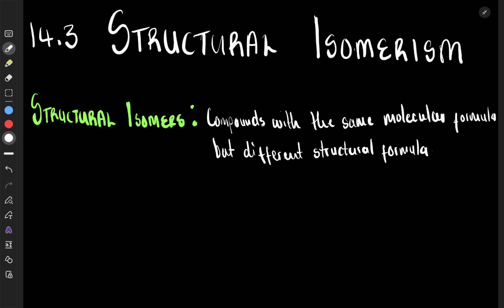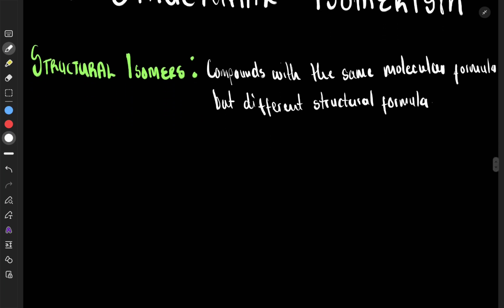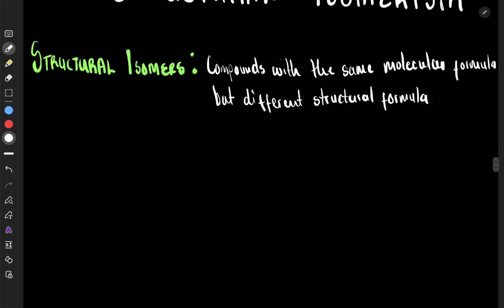Let's go for it. So now we are talking about structural isomerism. We want to go through this whole idea of structural isomerism, see what it is about, see the different types of structural isomers, and be able to identify them. First of all, let's go through the definition. We want to know what structural isomers are.